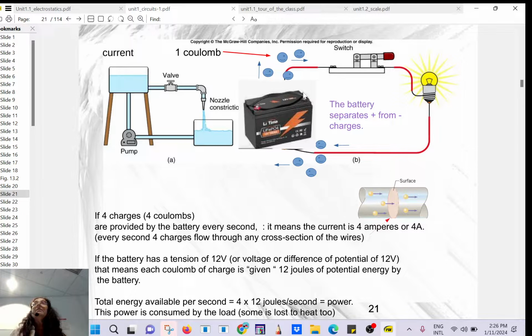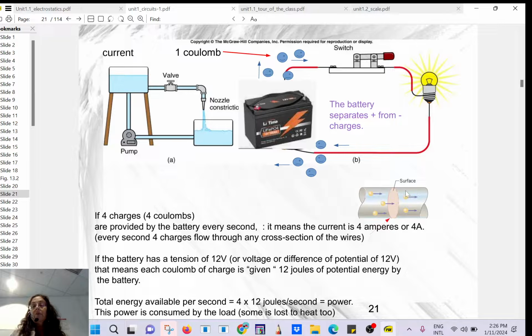So the current is 4 amps and the voltage here is 12 volts. I have only one load. So whatever the voltage here will be whatever the voltage here. So we call that a voltage drop.